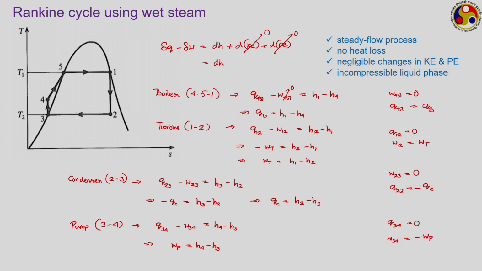Then the net heat interaction, Q_net, or the cyclic integral of δQ, should be equal to Q_b minus Q_c. Now, if we refer to the previous slide again, here our Q_b was H1 minus H4 and Q_c was H2 minus H3. So, it is (H1 minus H4) minus (H2 minus H3). This is the net heat interaction.